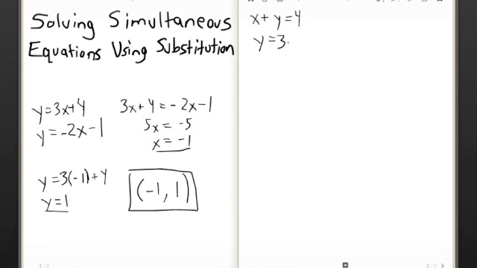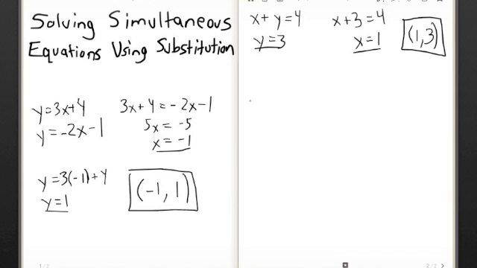X plus y equals 4 and y equals 3. This one's pretty easy because we're given what one of the variables equals right at the start, y equals 3. So then we just change y to 3 in the first equation. So we'll have x plus 3 equals 4, x equals 1, and the solution will be 1, 3. Be careful about which variable is which. X is over here, y is there, so x comma y is 1 comma 3.